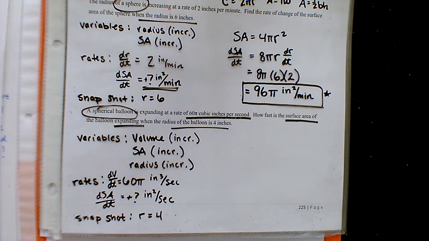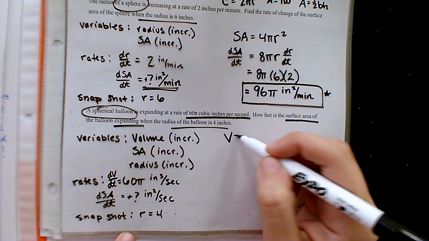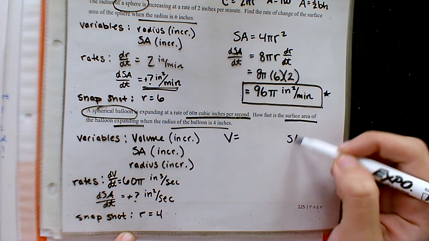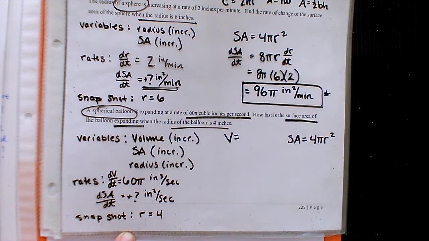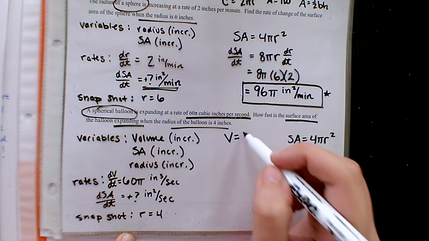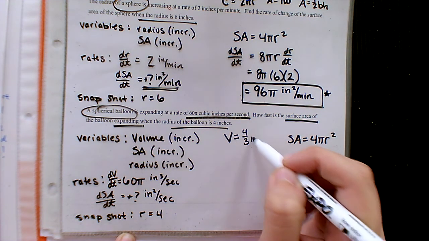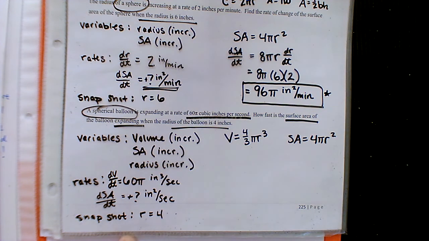Do we have one equation that relates volume and surface area for a balloon? No. But we do have two separate ones, right? Okay. So can we figure out the equation for volume of a sphere, but also surface area? We already did surface area. That was 4 pi r squared from the last example. Volume of a sphere? Yeah. 4/3 pi r cubed. Good.